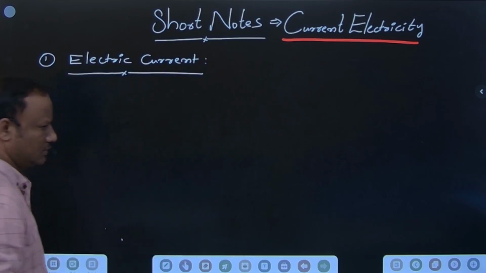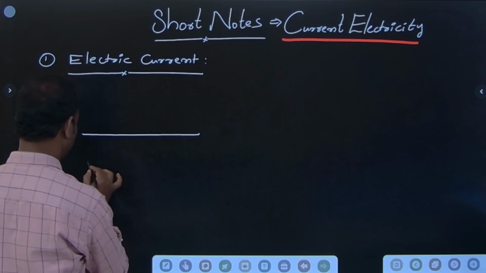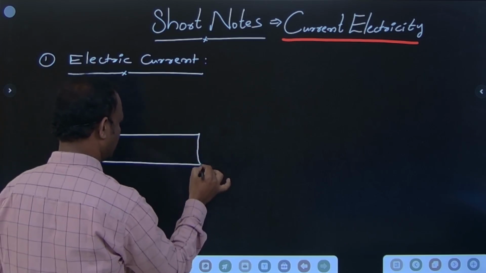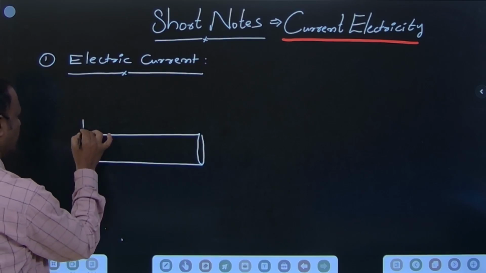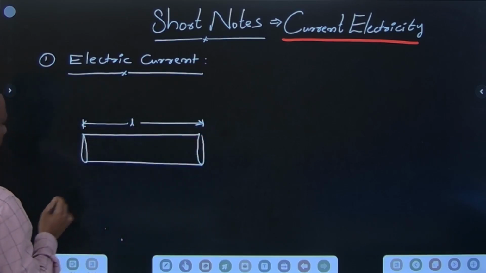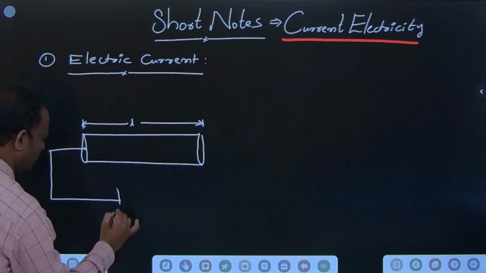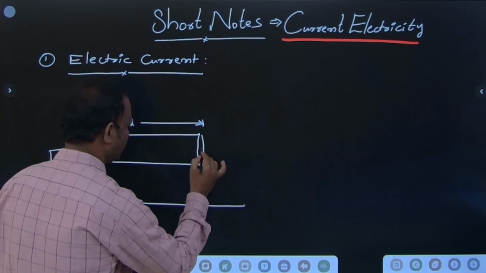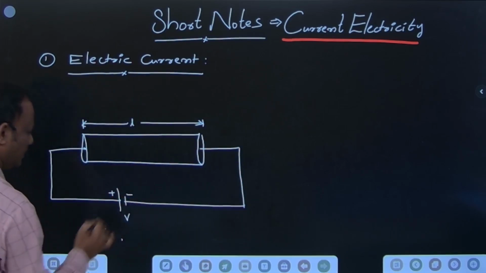Electric current. If we choose a conductor, these are the two ends of the conductor. The length of the conductor is L. The two ends are connected to a battery, plus and minus. The potential difference is V.